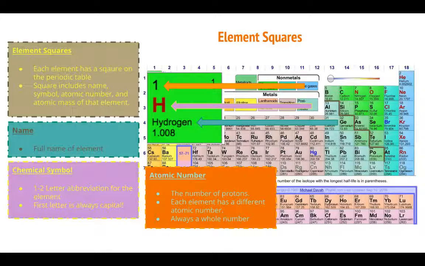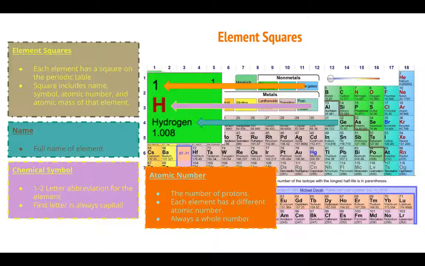Now we also have the atomic number, which is always a whole number. It's how many protons an atom of that element has. So what makes up the identity of an element is how many protons it has. That's why each element has a different atomic number or number of protons.